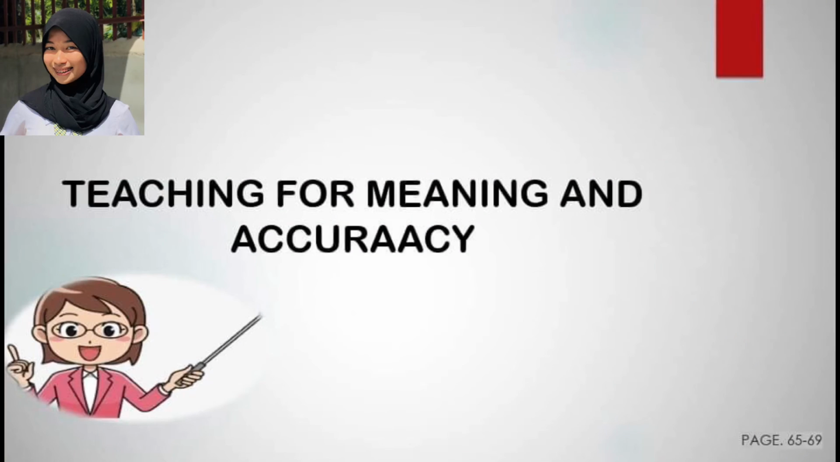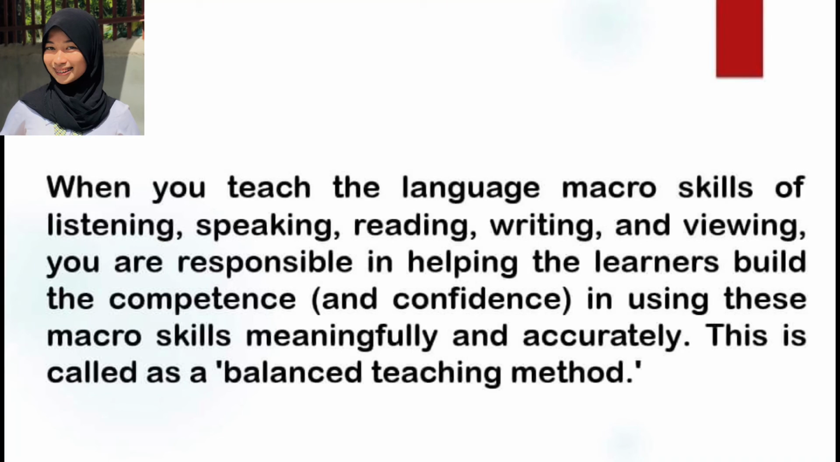Let us now proceed to our topic discussion, which is the teaching for meaning and accuracy. In this lesson, we will learn how to differentiate two similar terms that have different meanings. But before that, let us know first how language skills build our confidence. When you teach the language macro skills of listening, speaking, reading, writing, and viewing, you are responsible in helping the learners build the competence in using these macro skills meaningfully and accurately. This is called a balanced teaching method.